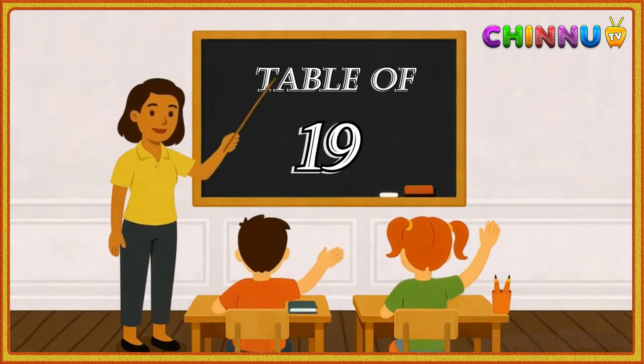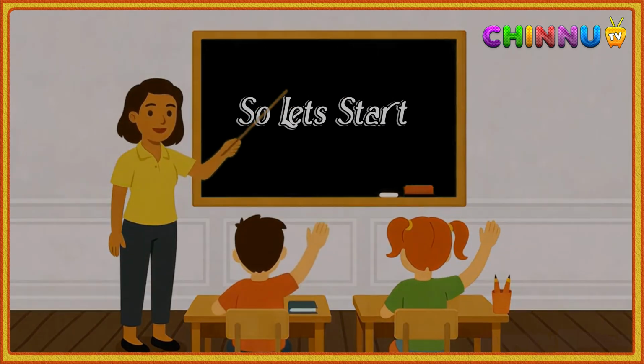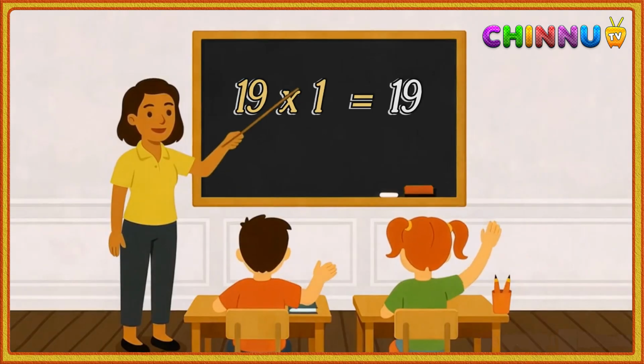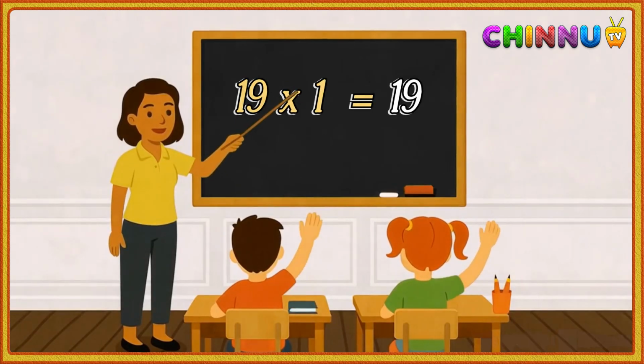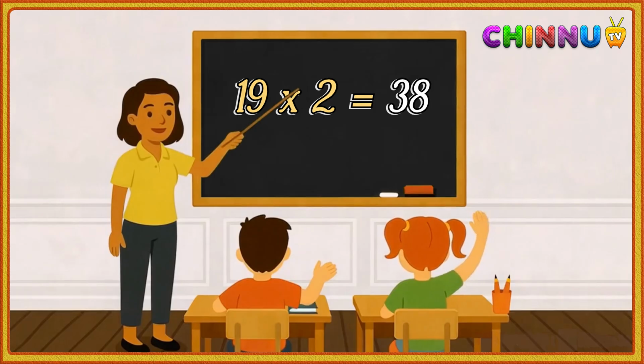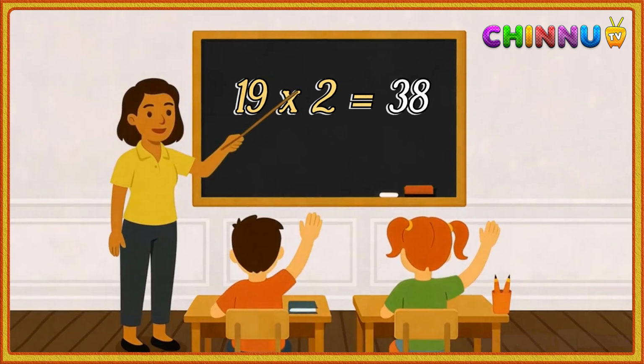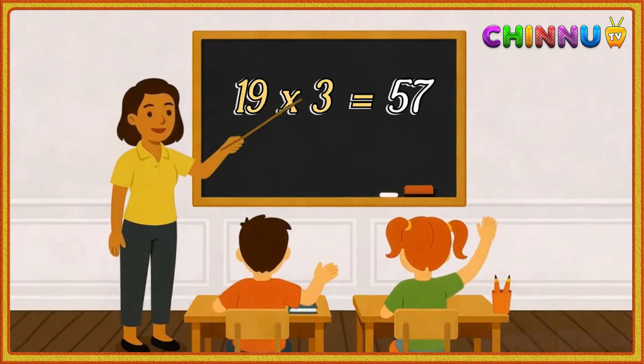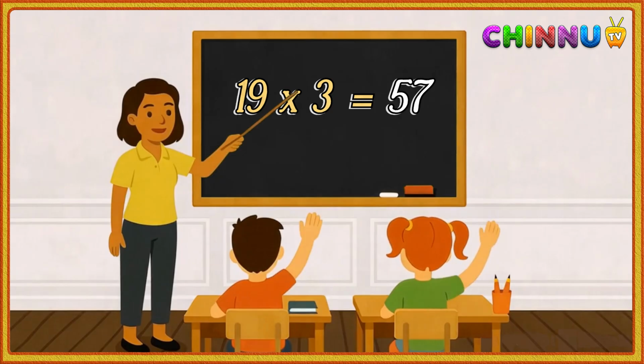Today we are going to learn the table of 19. So let's start. 19 ones are 19. 19 twos are 38. 19 threes are 57.